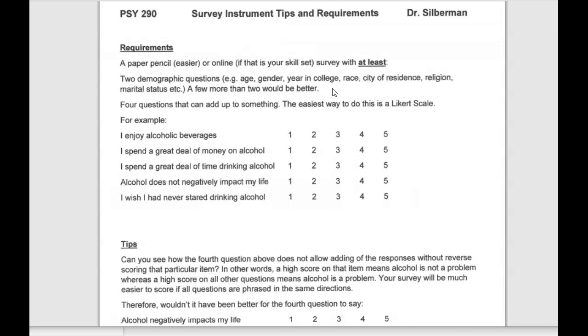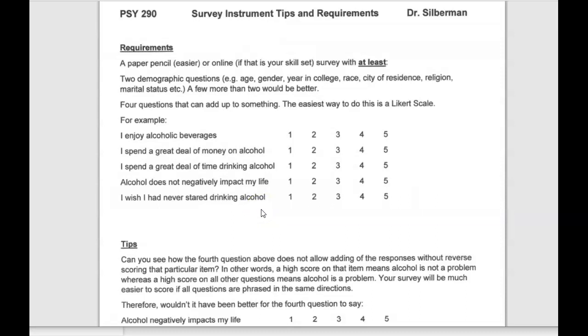So that's the first part. A couple of demographics questions. Then, what are your survey questions? Here's the tricky part. I've had so many students just not get this right away, and eventually they do. It has to add up to something.